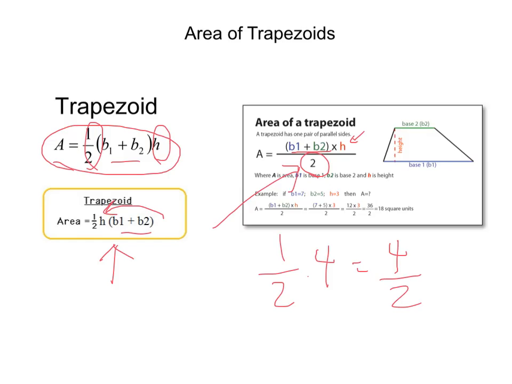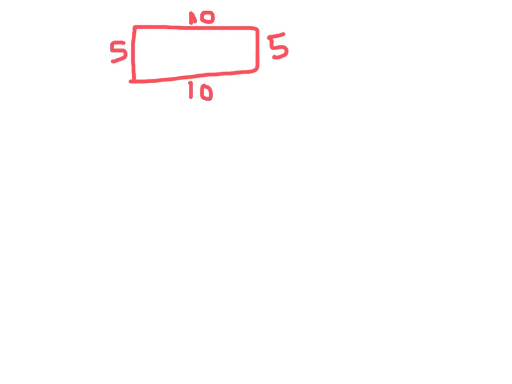Now let's look at how we arrive at this formula. Let's say we have a rectangle, and not a very good rectangle, but you get the idea. Rectangles have four sides. The opposite sides are parallel and they have the same length. And to find the area of this rectangle, we would multiply the base and the height. So the area of this rectangle would be 50 square units, whatever they happen to be.